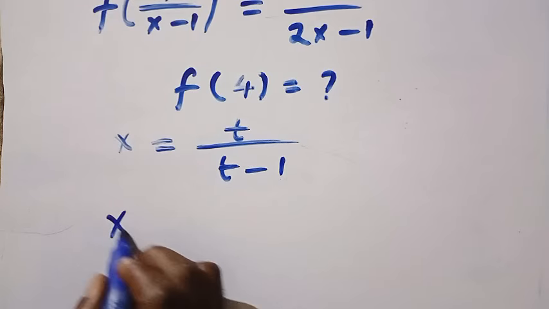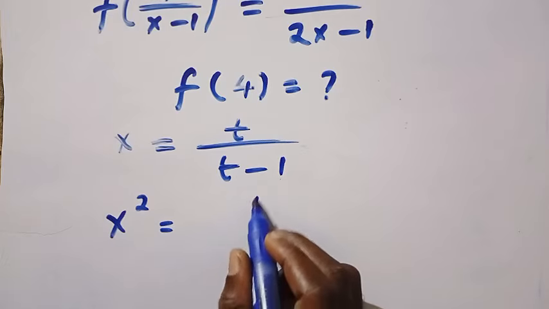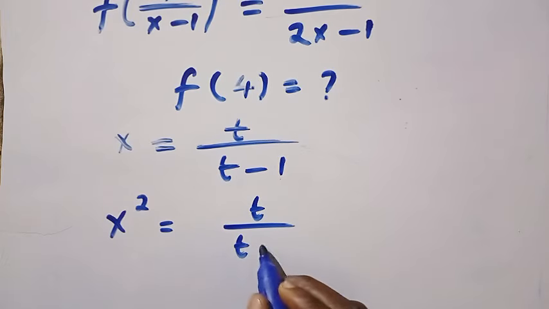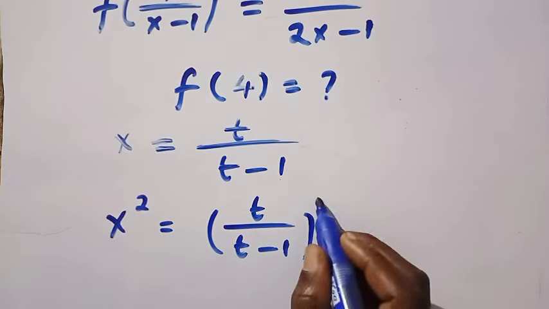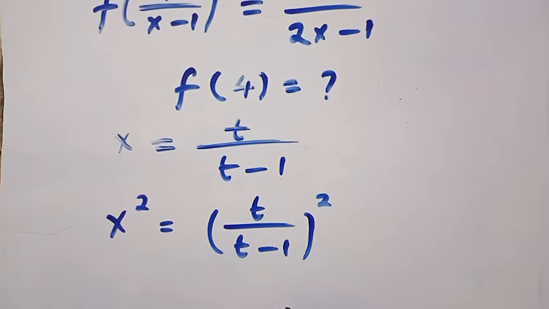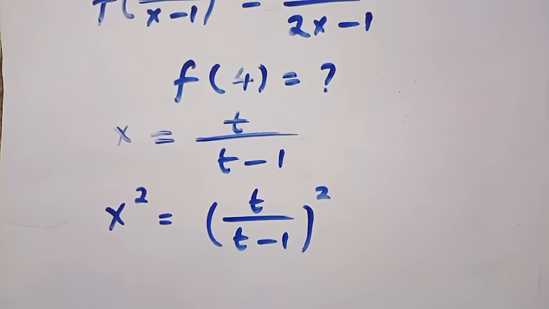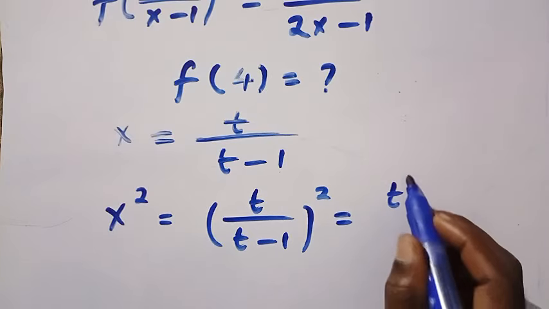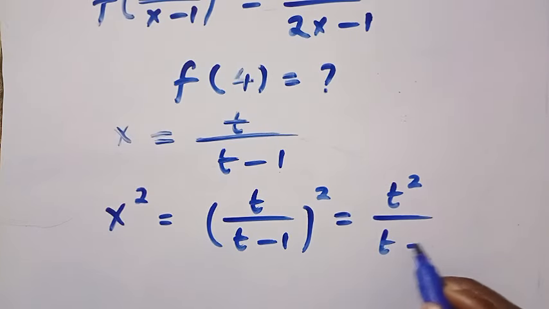First, let's find x squared. x squared gives us t over t minus 1, all raised to the power of 2. And again, we can also write this as t squared divided by t minus 1, all raised to the power of 2.